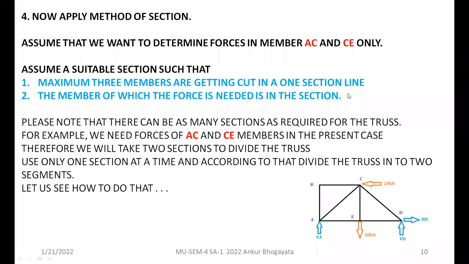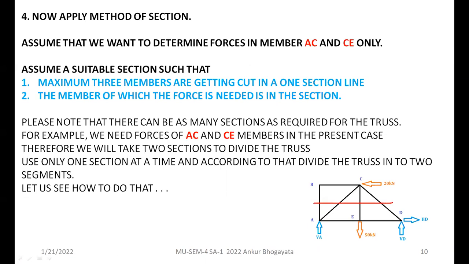This is again very important, because when you take a section, you have to take a logical step such that not more than 3 members are being cut, and out of those 3 members, at least the member in which we are interested should be a part of that section. So I hope you are clear. Let me tell you, for example, we are interested first of all in calculating the member force in member AC here, right? So naturally, if I take a section horizontally, let me demonstrate it.